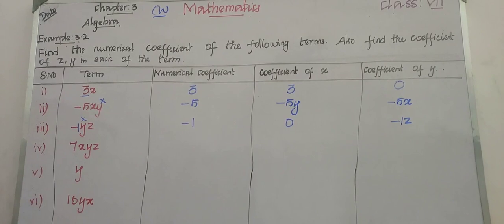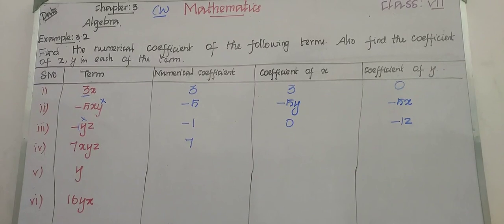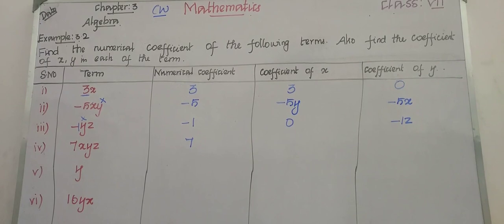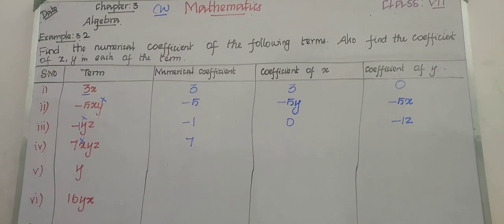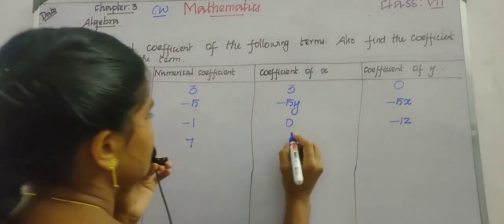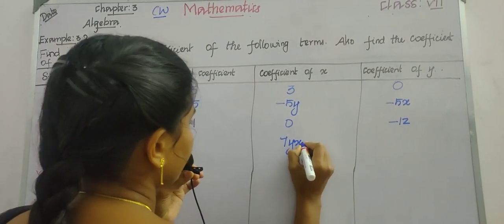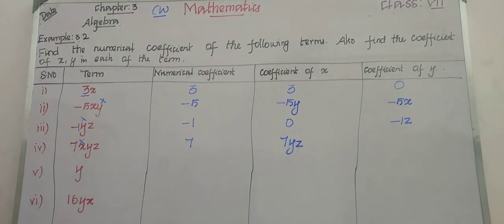7xyz. So what is the numerical coefficient here? What is the number here? 7 is the number, right? So 7 is the numerical coefficient. And the next is the coefficient of x. How will you find it? Simply leaving x, the remaining all others are the coefficient of x. Leaving that x, the remaining is 7yz. So 7yz is the coefficient of x.